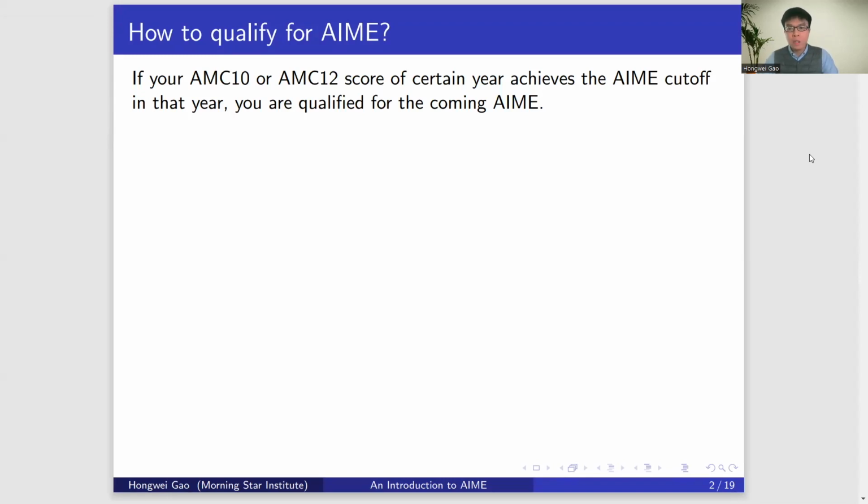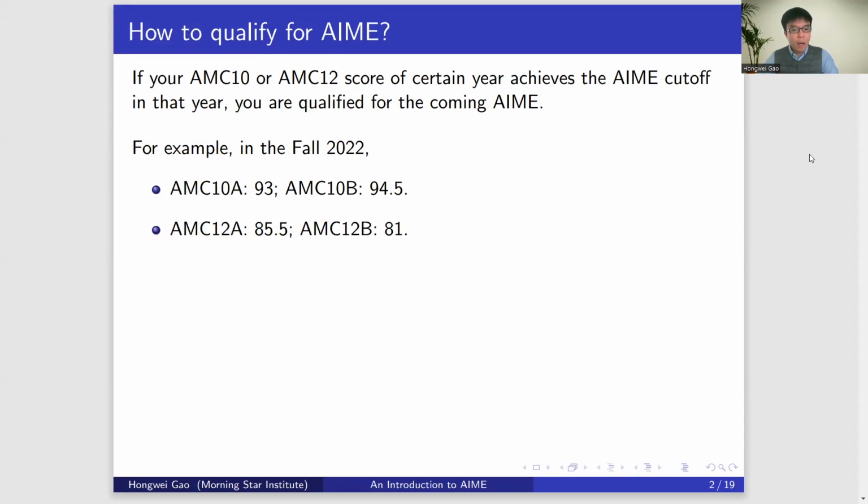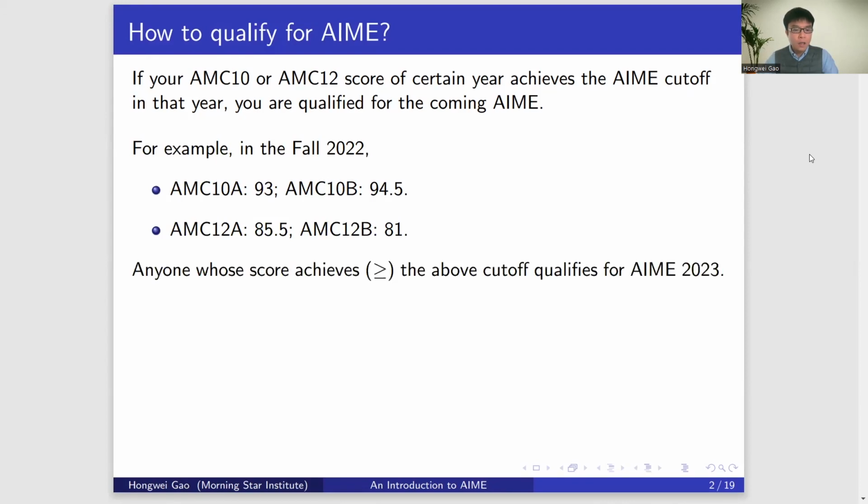For example, in the year 2022, the AIME cutoffs are as follows. For AMC 10A, it is 93. AMC 10B, it is 94.5. For AMC 12A, it is 85.5. And AMC 12B, it is 81. Any student whose score is greater than or equal to the above cutoff qualifies for the AIME 2023.